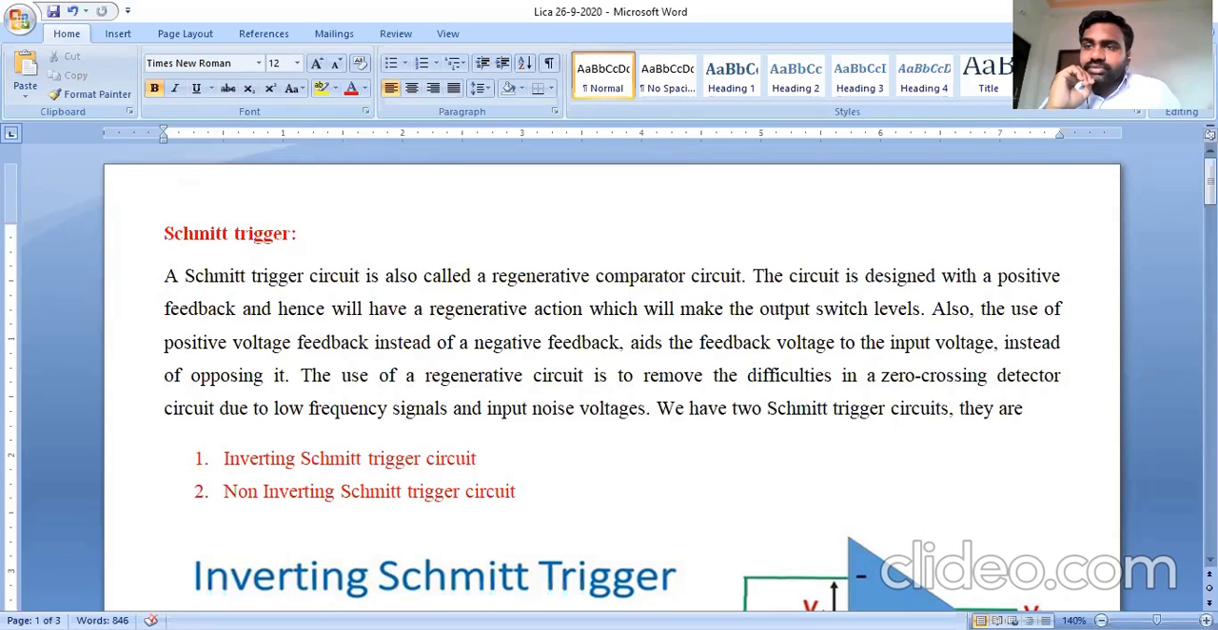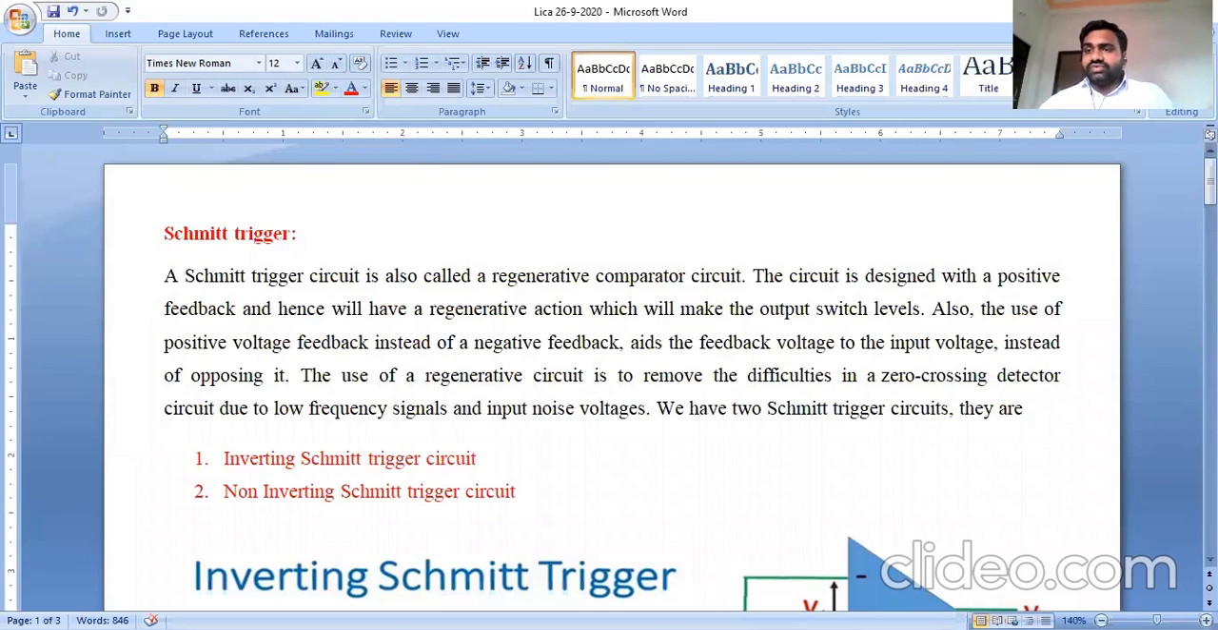We use the term regenerative comparator because here we are employing positive feedback. How does that positive feedback affect the circuit, and what are the types of Schmitt trigger? What are the various triggering mechanisms, and what is the behavior of output voltages and transfer characteristics? That is what we are going to see in this class. At the end of the session, we will analyze the behavior of the Schmitt trigger with respect to the classification of inverting Schmitt trigger and non-inverting Schmitt trigger.